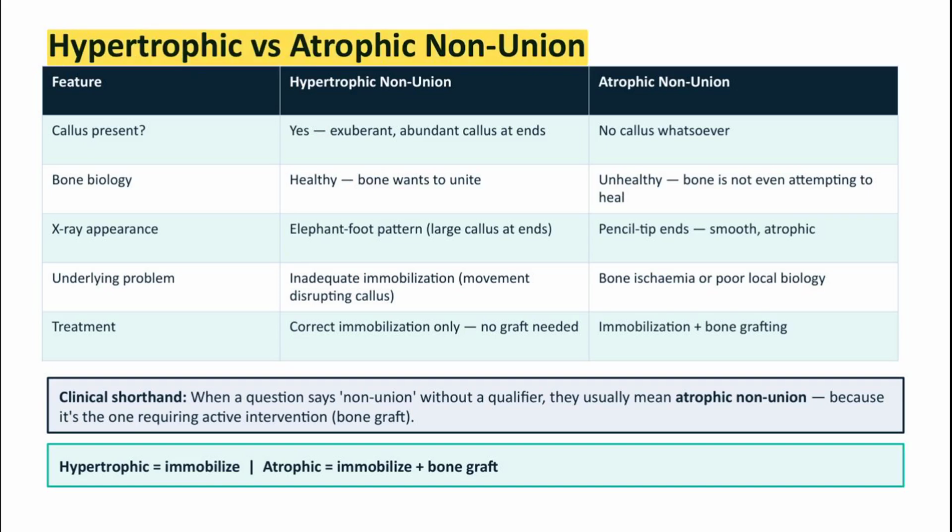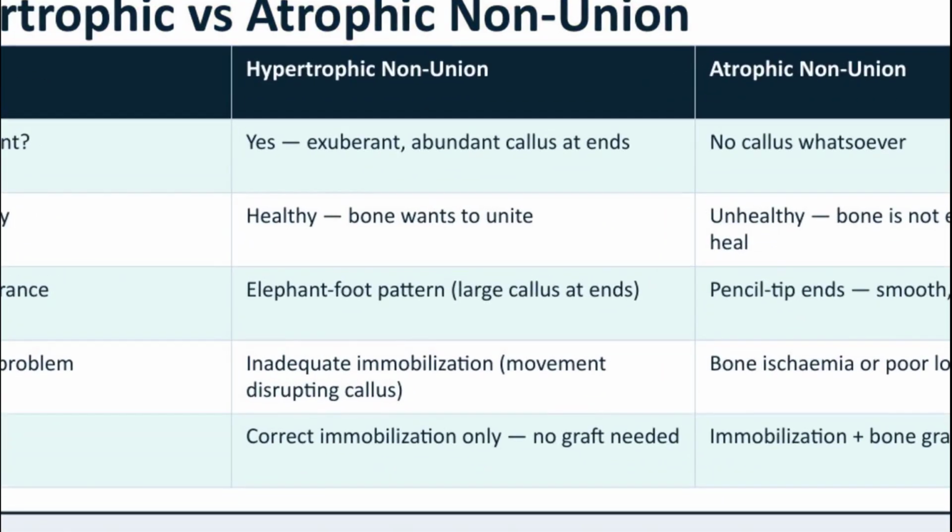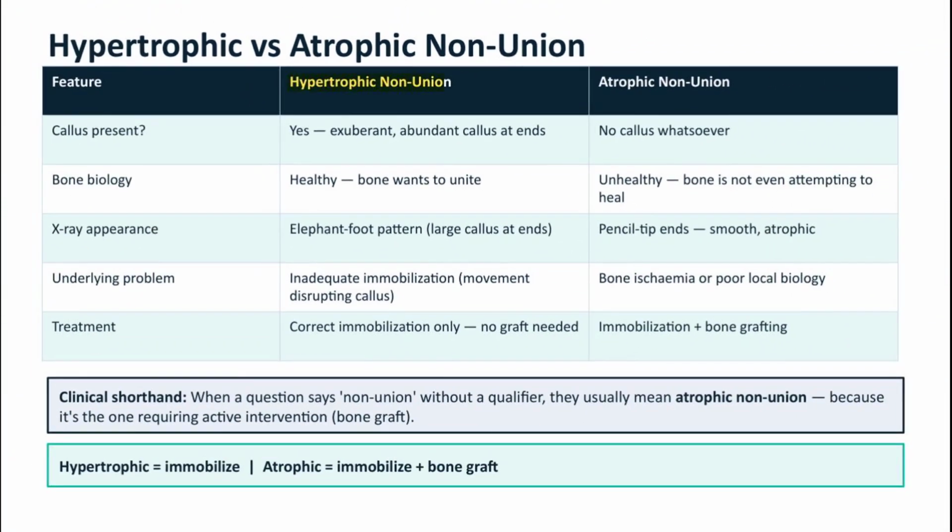Now let's compare hypertrophic and atrophic non-union. In hypertrophic non-union, callus is present. It's exuberant, but not bridging. The bone biology is healthy. The bone wants to unite. The underlying problem is improper immobilization, and the treatment is correcting the immobilization only.